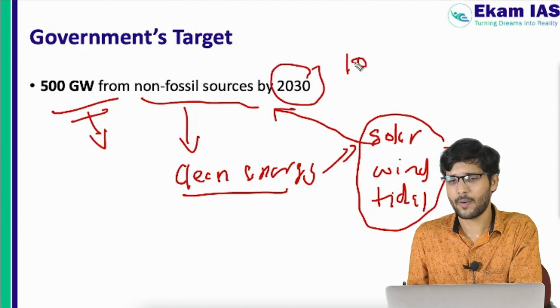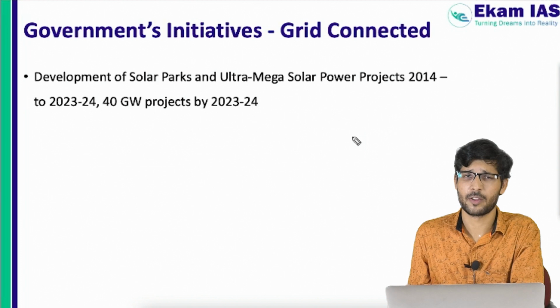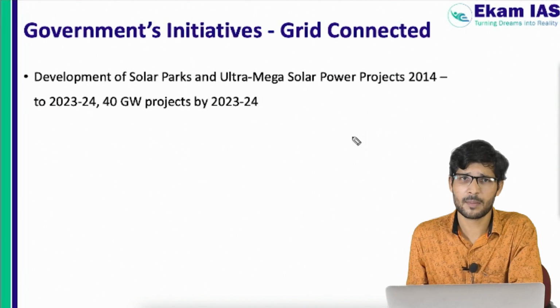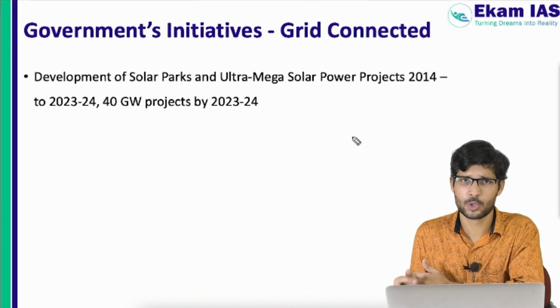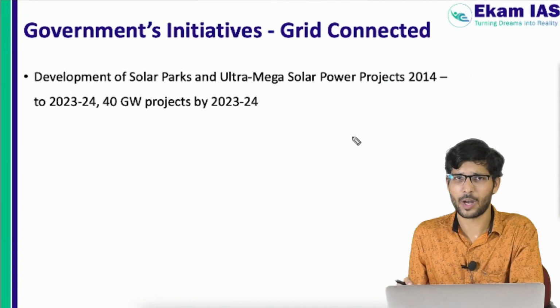Okay, 1 gigawatt means 1000 megawatt. 1000 megawatt equals 1 gigawatt. Now we'll be discussing the government initiatives. Till now we have discussed the terms related to solar energy and the technologies involved in the production of solar energy. Now we will be moving forward to the major government initiatives related to solar energy.